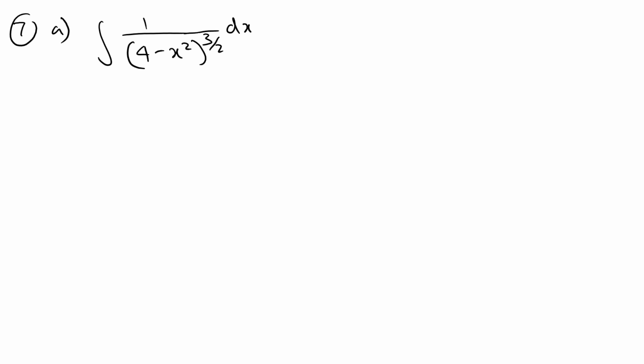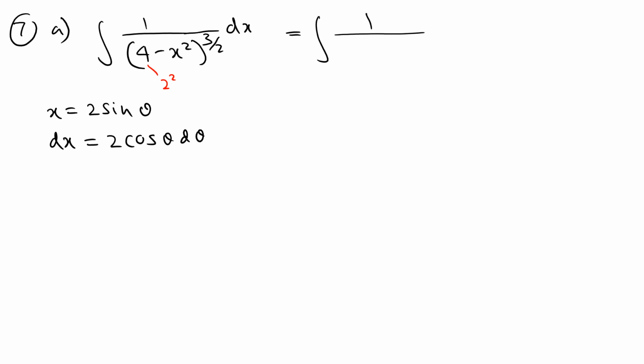This is the problem, and we know that in this case a is 2, since 4 is 2 squared. Because of that, x is going to be 2 sine theta. Take the derivative: dx equals 2 cosine theta d theta. So let's plug that in. I'm going to write all these steps, but you can see that some steps are not really necessary. 4 minus x squared becomes 4 minus 4 sine squared theta, to the 3 halves, and dx is 2 cosine theta d theta.